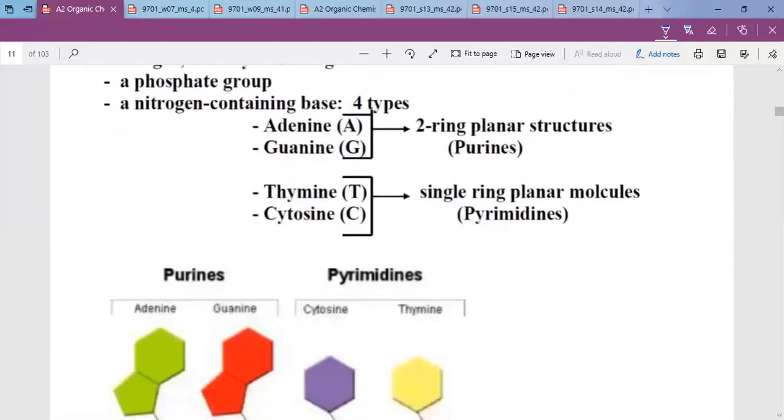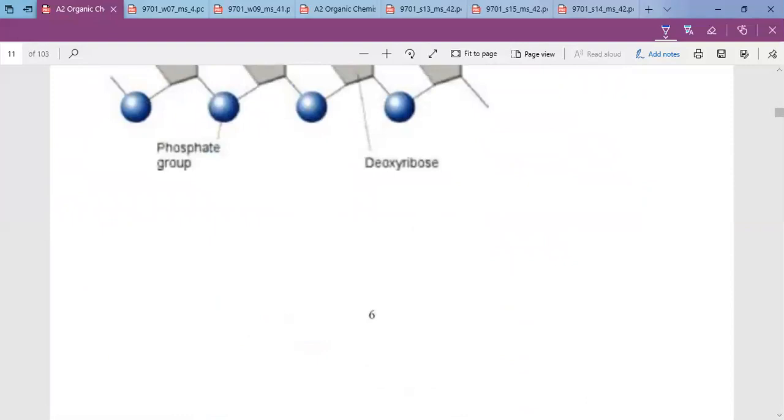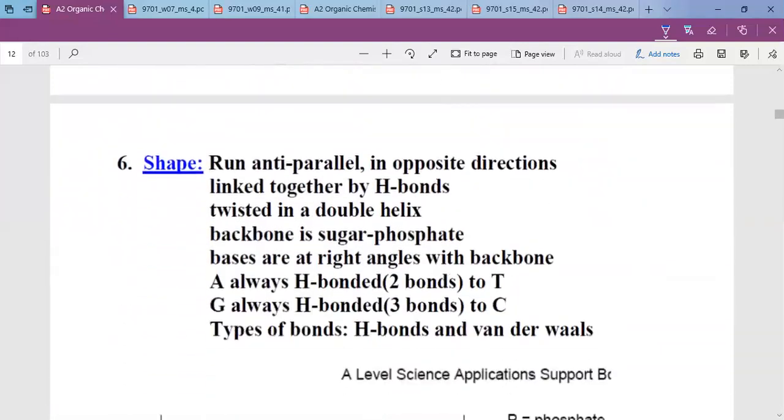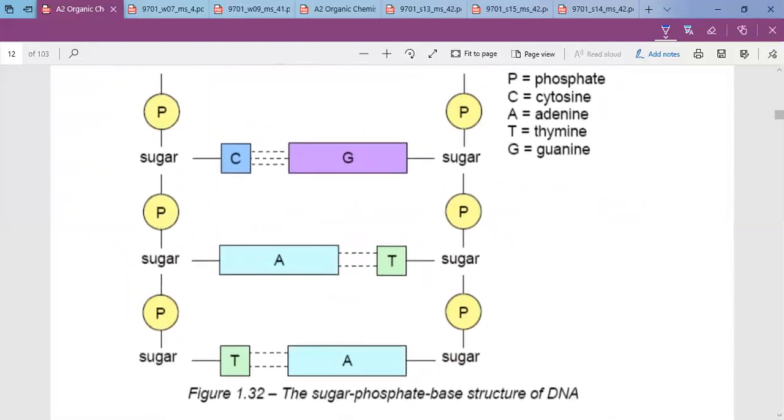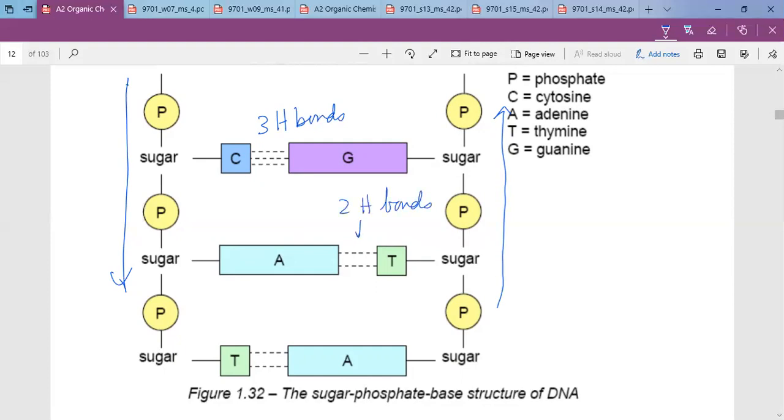You can read all this by yourself, just for addition. A long chain here, anti-parallel, like this. This diagram comes out a lot. One strand goes from here to here, and the other goes from here to here. They run anti-parallel. So remember, C to G has three hydrogen bonds, and A to T has 2 hydrogen bonds. So now this is your structure of DNA.